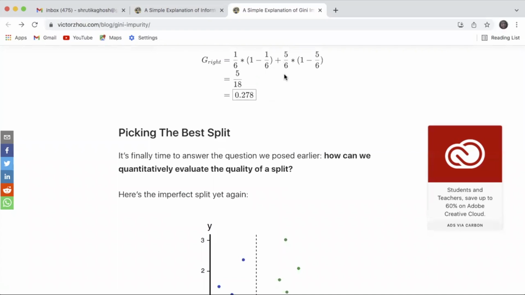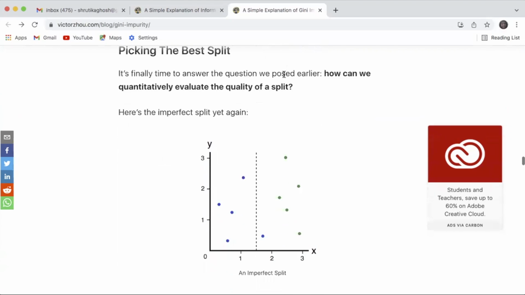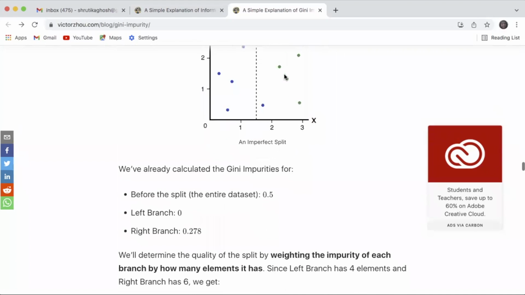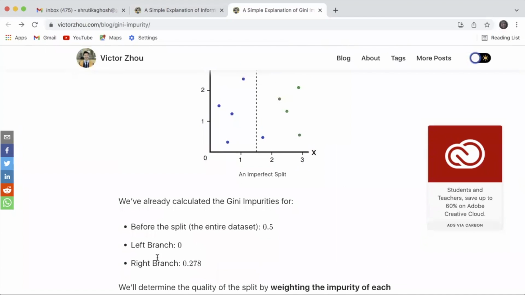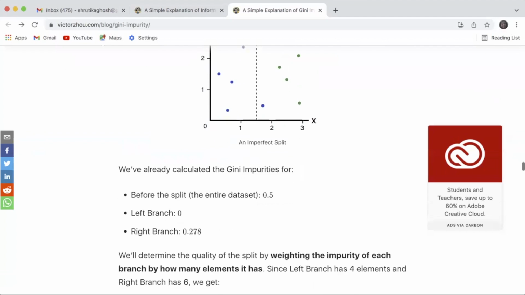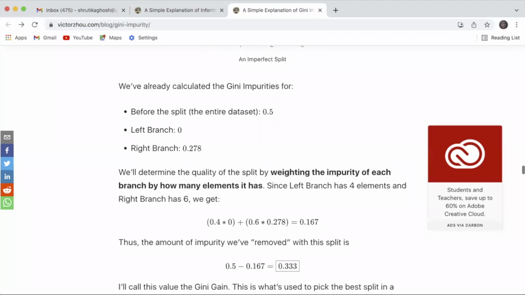So it is finally time to answer the question we posed earlier. How can we quantitatively evaluate the quality of a split? So here is the imperfect split yet again, the same thing that they have shown. In the left branch, as is obvious, the Gini impurity is going to be 0, and in the right branch we have already calculated the Gini impurity as 0.278.